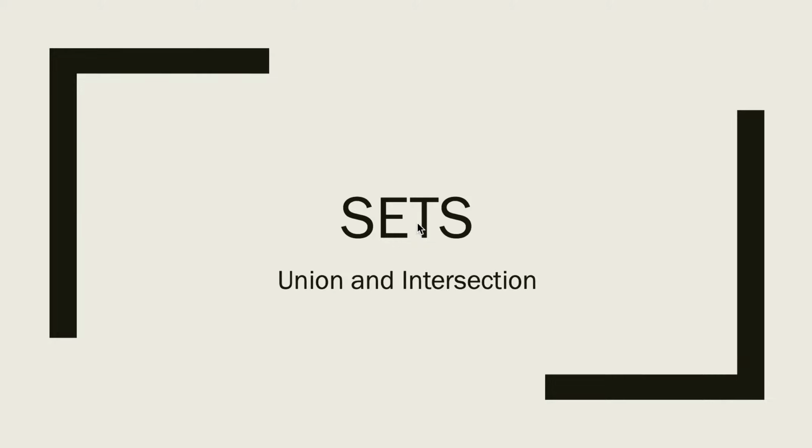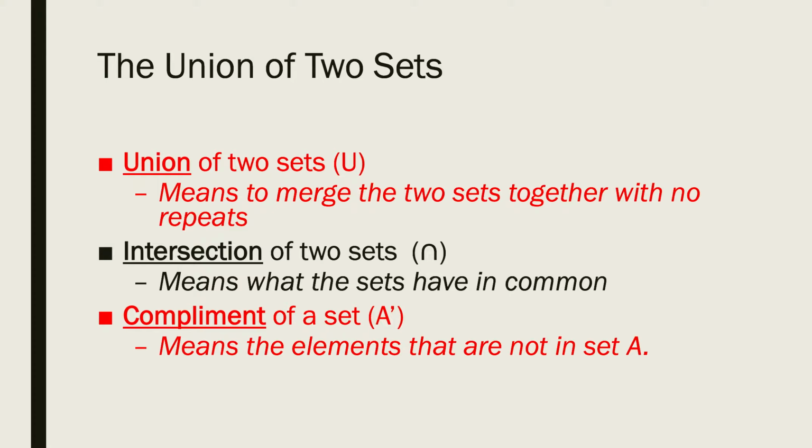We're going to continue our discussion of sets, specifically looking at union and intersection of two sets. I'm going to begin by reviewing the terms that we're using in this section. First, remember that when we're talking about the union, we're using the symbol U, and that means that we're going to take our two sets and merge them together and not include any element twice.